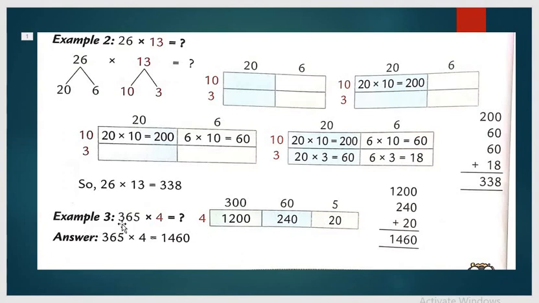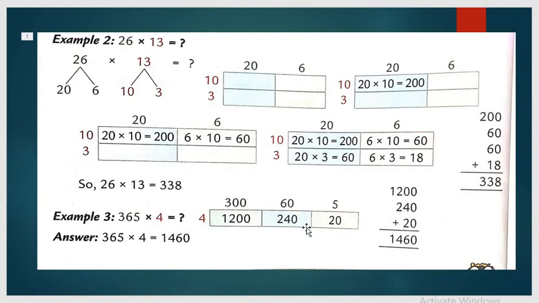Now example number 3: 365 multiplied by 4. So now we break 365 up into 360 and 5. Again, I will repeat this for you in the next session, but now pay attention properly, all students. Example number 3, 365 multiplied by 4. So 365 breaks up into 300, 60 and 5.